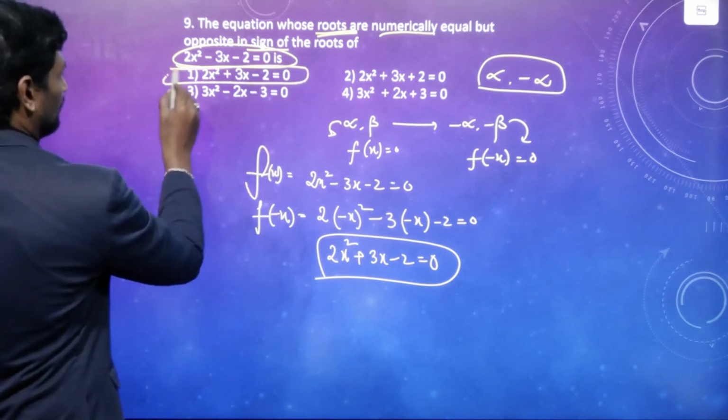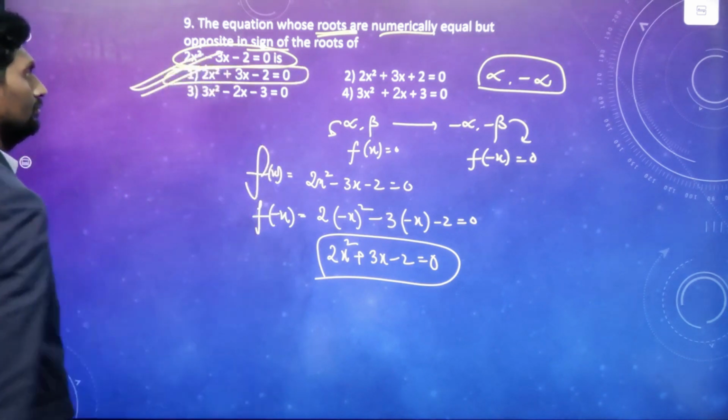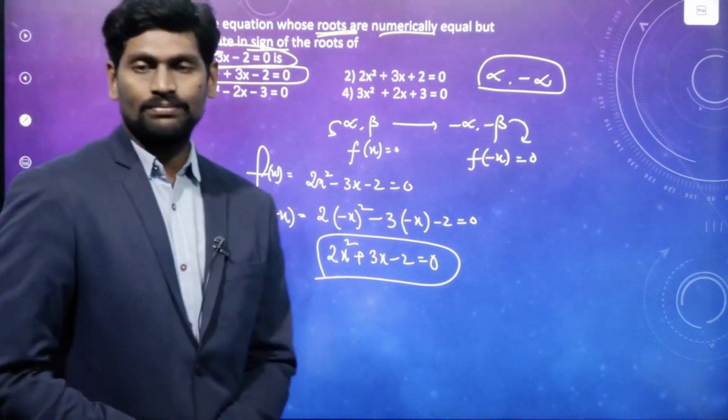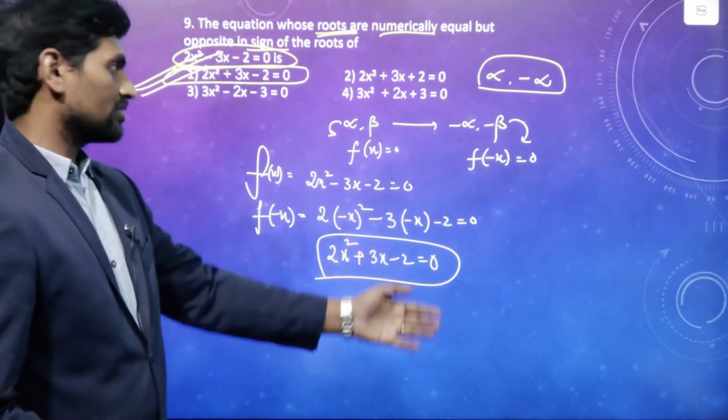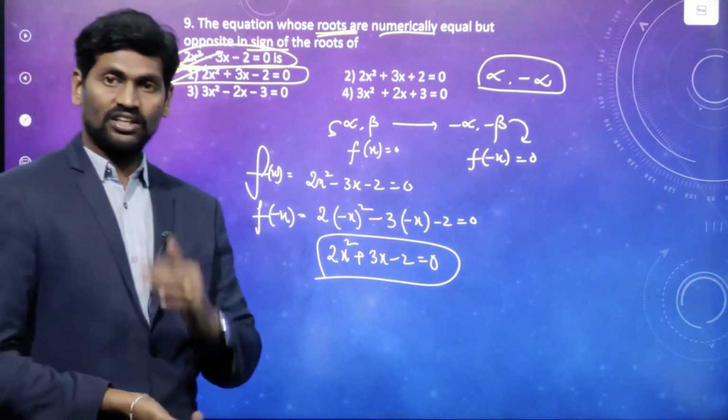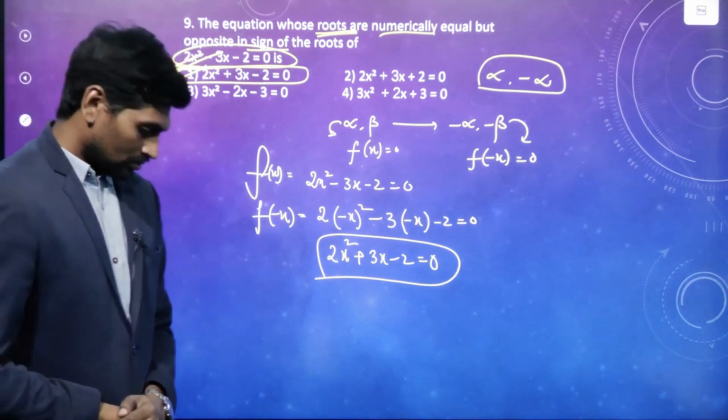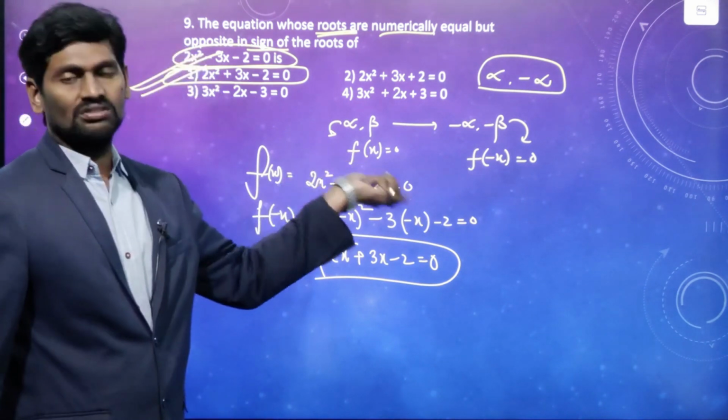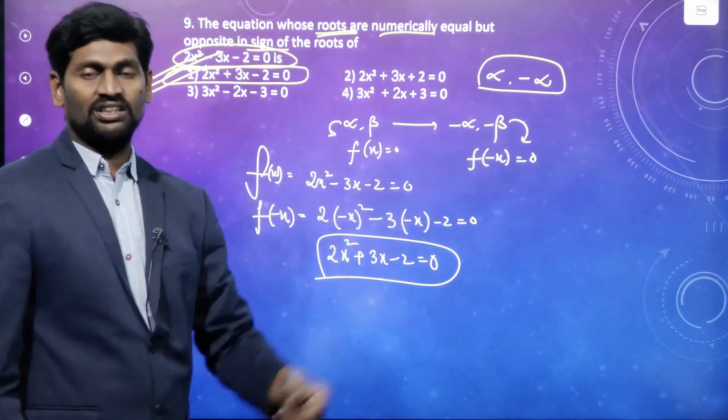Answer is 1. 2x square plus 3x minus 2 equals to 0. Okay, no? Roots and opposite in sign.